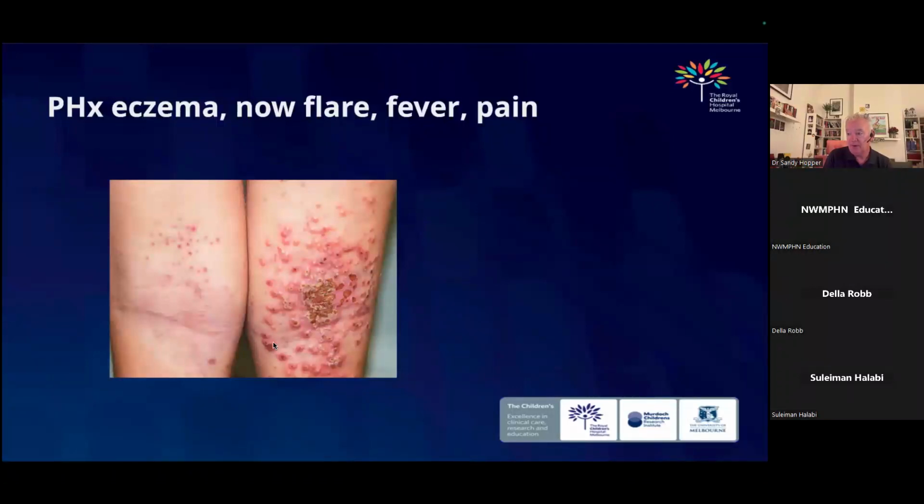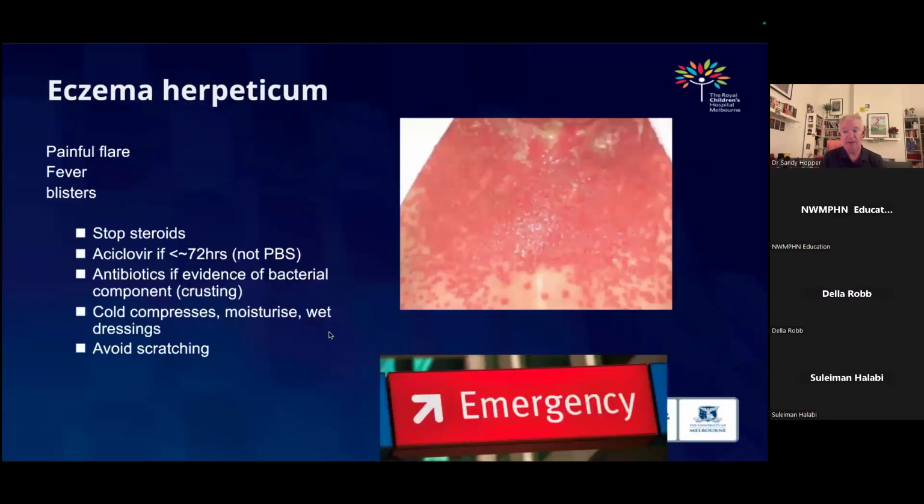On the other hand, you've got eczema that is flared like nobody's business, has little vesicles, has punched out areas, and is really sore, and the child is febrile. That is eczema herpeticum. It's a flare like they've never flared before. You stop the steroids, you give acyclovir, which can be hard to get because it's not on the PBS, and it's 5 times a day. If there is yellow crusty stuff, and there often is, then go down the staph, treat for staph as well. Lots of moisturisers and cold compresses. If they're sick, they often come in on IV antibiotics.